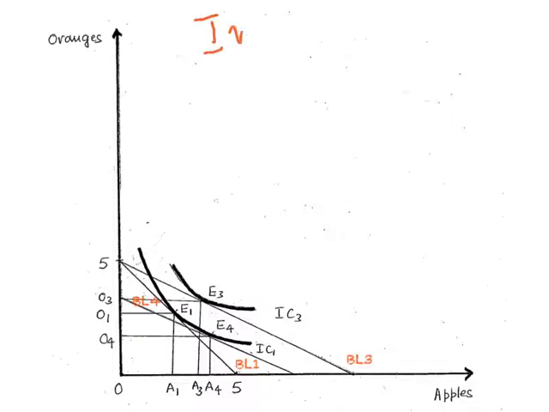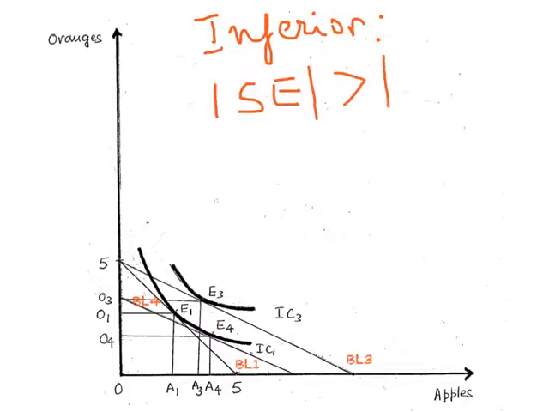Let me just write this down, inferior. And the case we are examining is, in an absolute sense, the substitution effect outweighs the income effect when apples happen to be an inferior good. Now, look at the substitution effect. It is still reflected by this movement from E1 to E4. What is the impact on consumption of apples because of substitution effect? It is to increase consumption of apples.